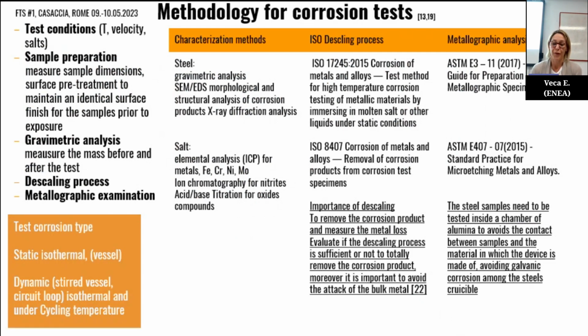As concerns the methodology for the corrosion test, the main steps are the test condition, the sample preparation, the gravimetric analysis, the descaling process, and the metallographic examination. The main procedures for the descaling process are the ISO standards. The main point of this procedure is to choose the right descaling method in order to totally remove the corrosion products while avoiding attack of the bulk layer. This is it.